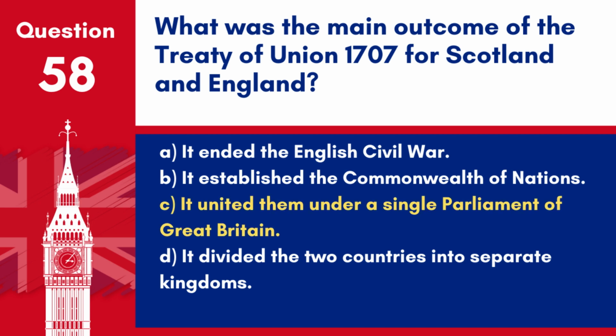Answer C. It united them under a single Parliament of Great Britain. The main outcome of the Treaty of Union 1707 for Scotland and England was that it united them under a single Parliament of Great Britain.